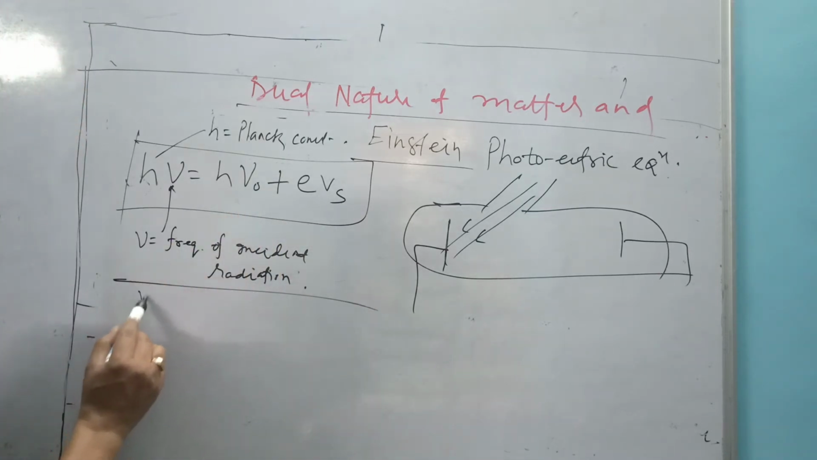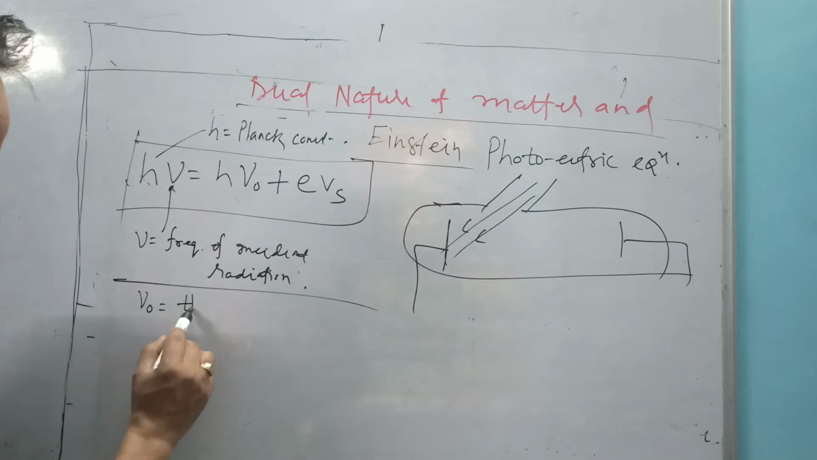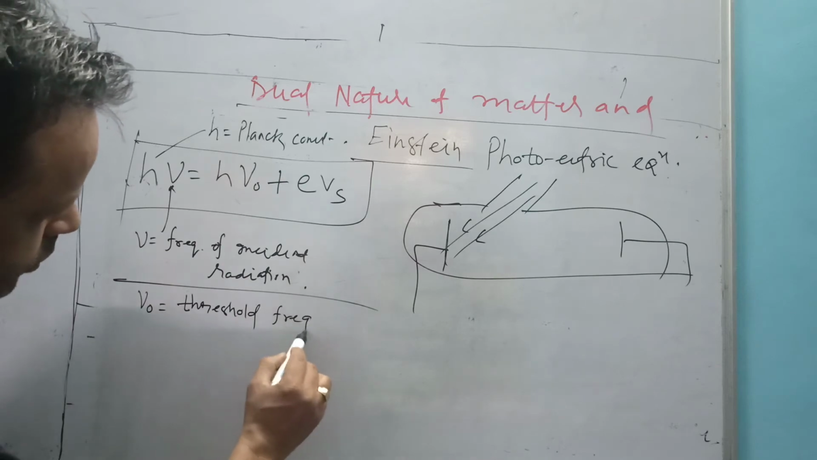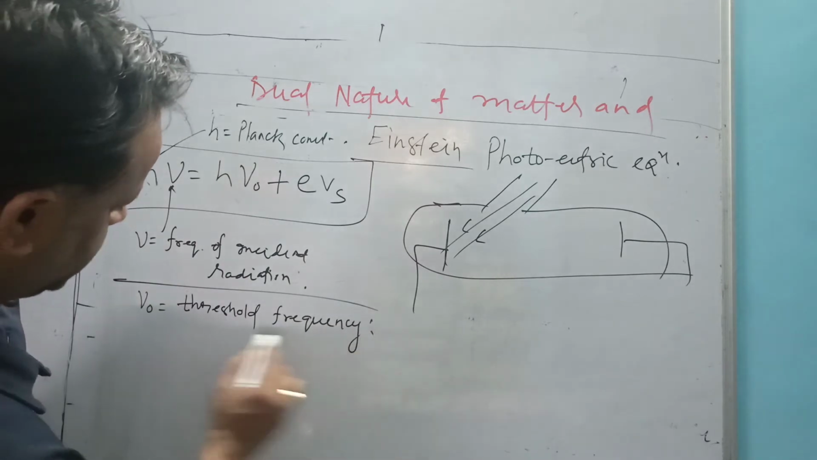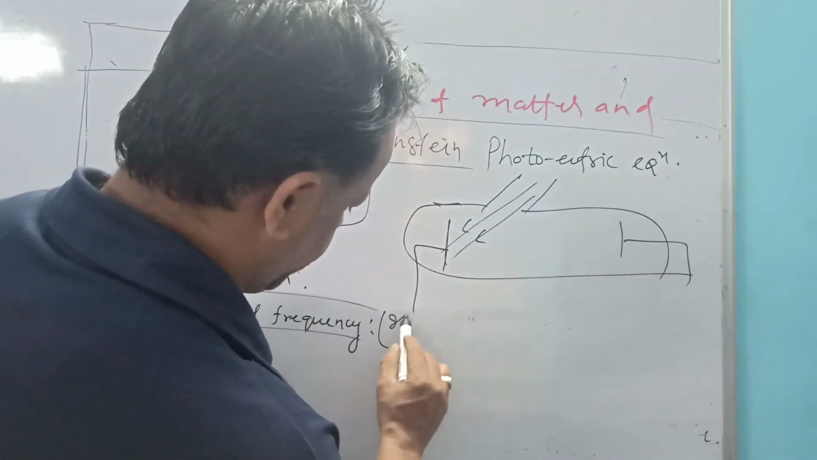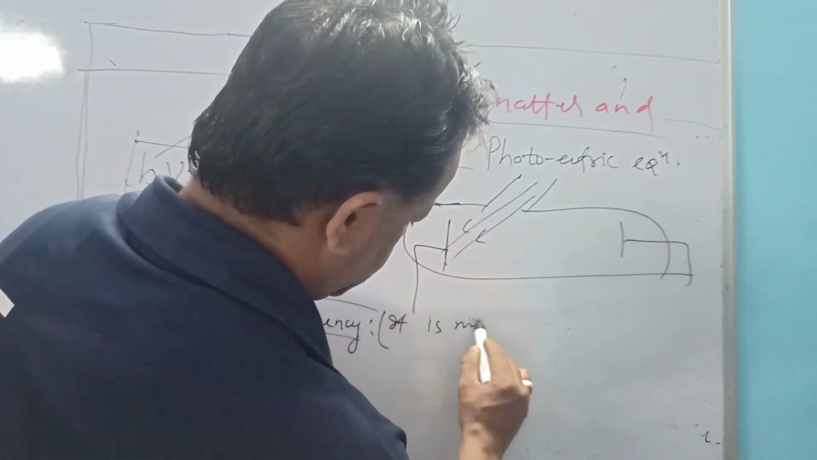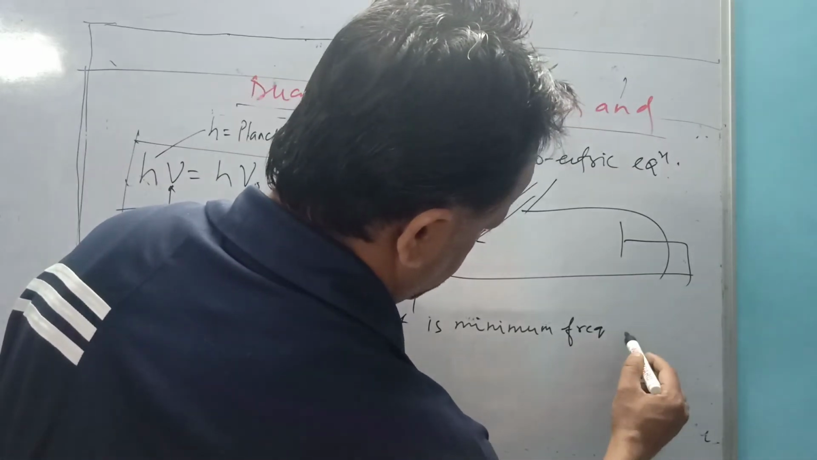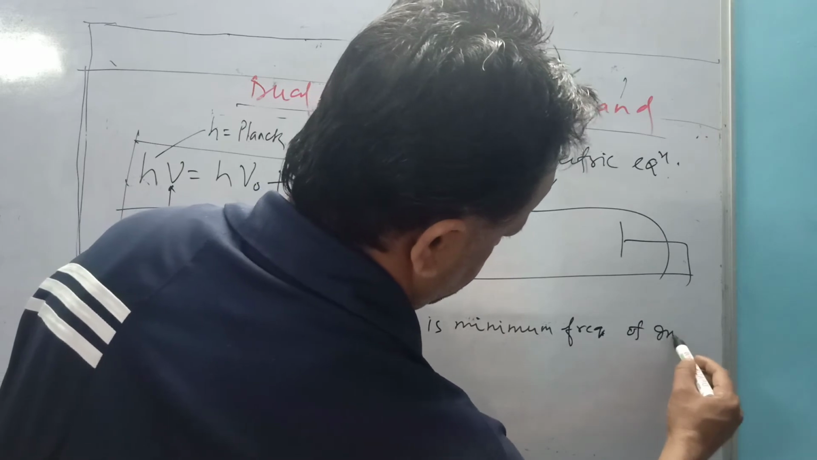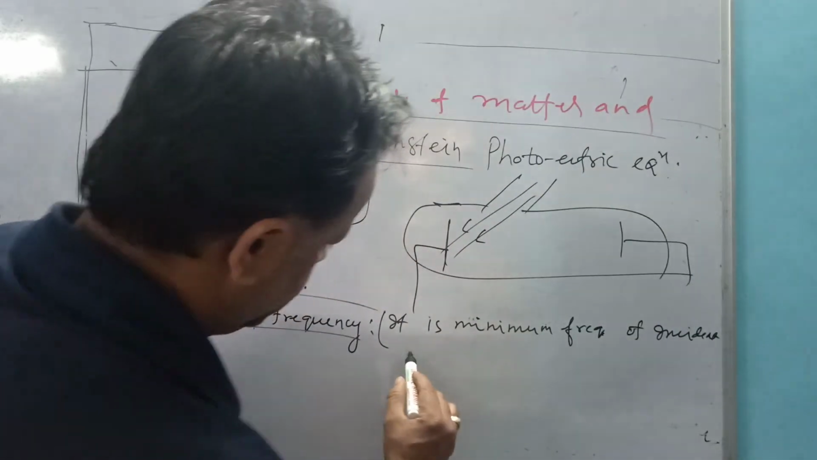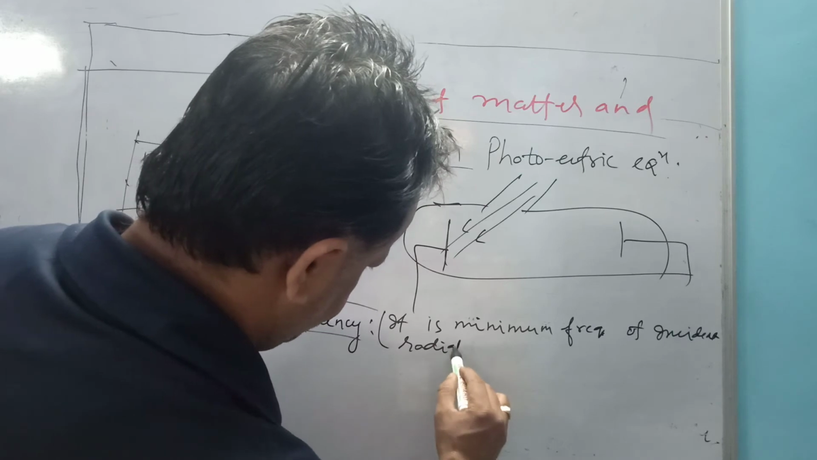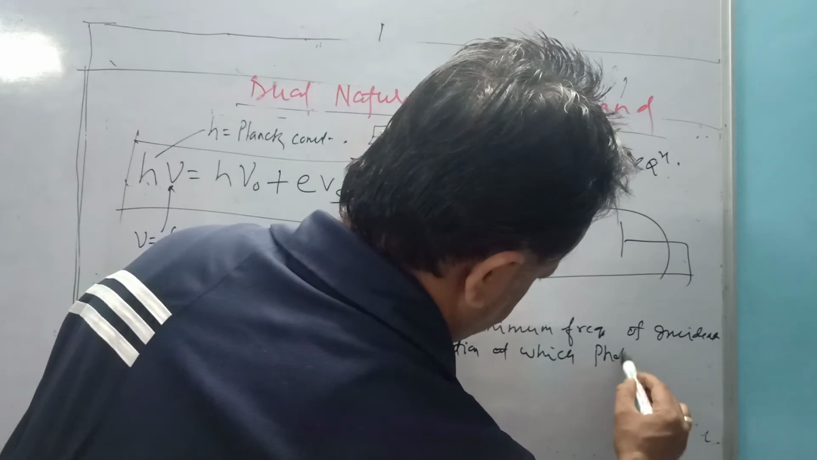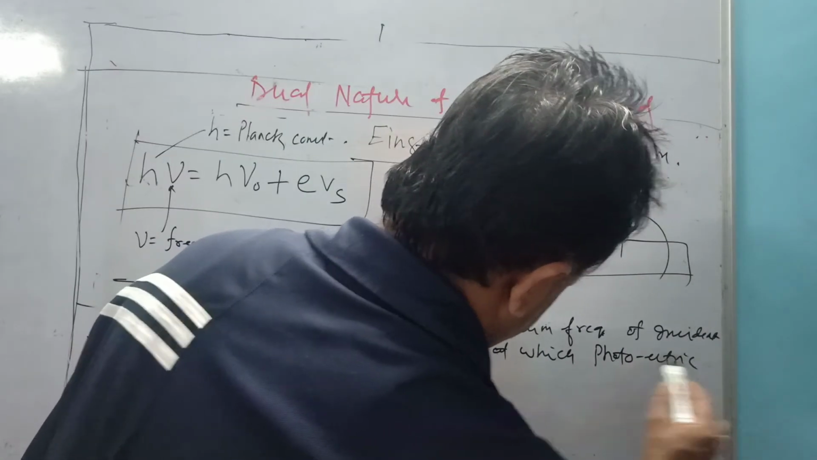This is nu naught, called threshold frequency. What is that? See, it is the minimum frequency of incident radiation at which photoelectric emission takes place.